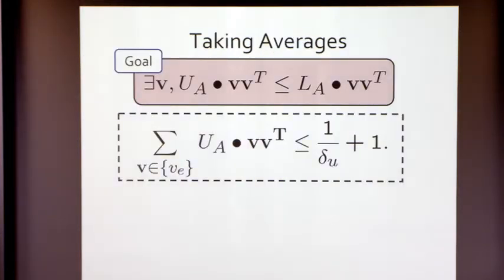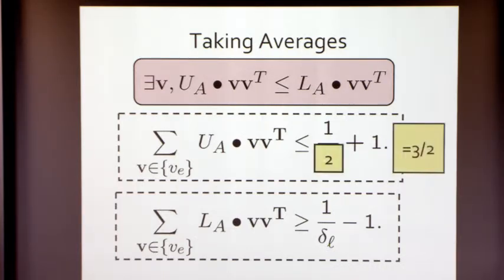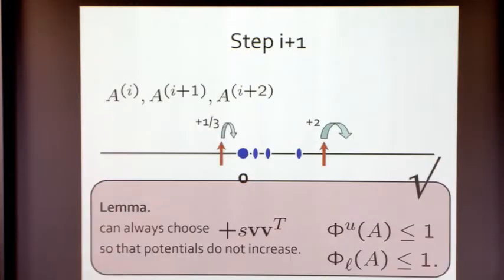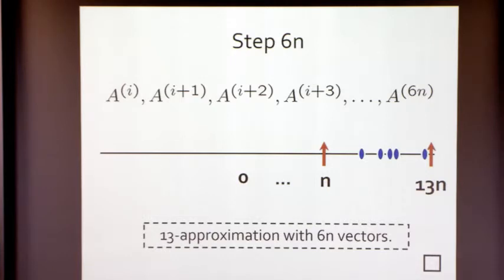Similarly, now we proved that the average value of this UA inner product V transpose is at most 1 over the upper shift plus 1. And by a completely analogous argument, you prove that the average for the quadratic form for the lower barrier is at least 1 over the lower shift minus 1. And now it becomes clear why you set this equal to 2 and this equal to 1/3. If you set the upper shift equal to 2, then this is 3 halves, and you set this equal to 1, so this is 2. And so, therefore, the left-hand side on average is less than the right-hand side on average. So therefore, there exists a vector for which it's true. Therefore, there exists a vector such that there's a scaling that you can add. And then you iterate this process, and that proves the theorem.